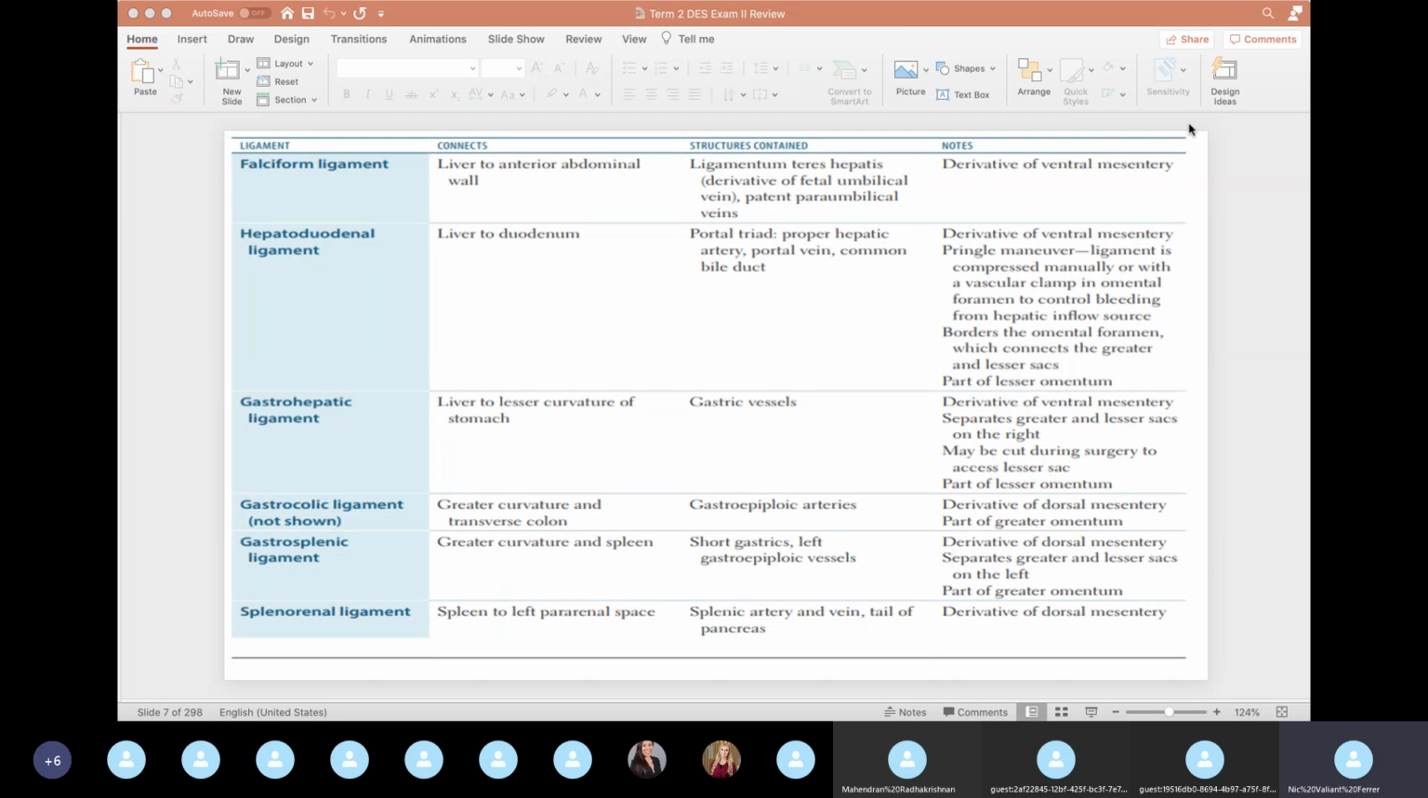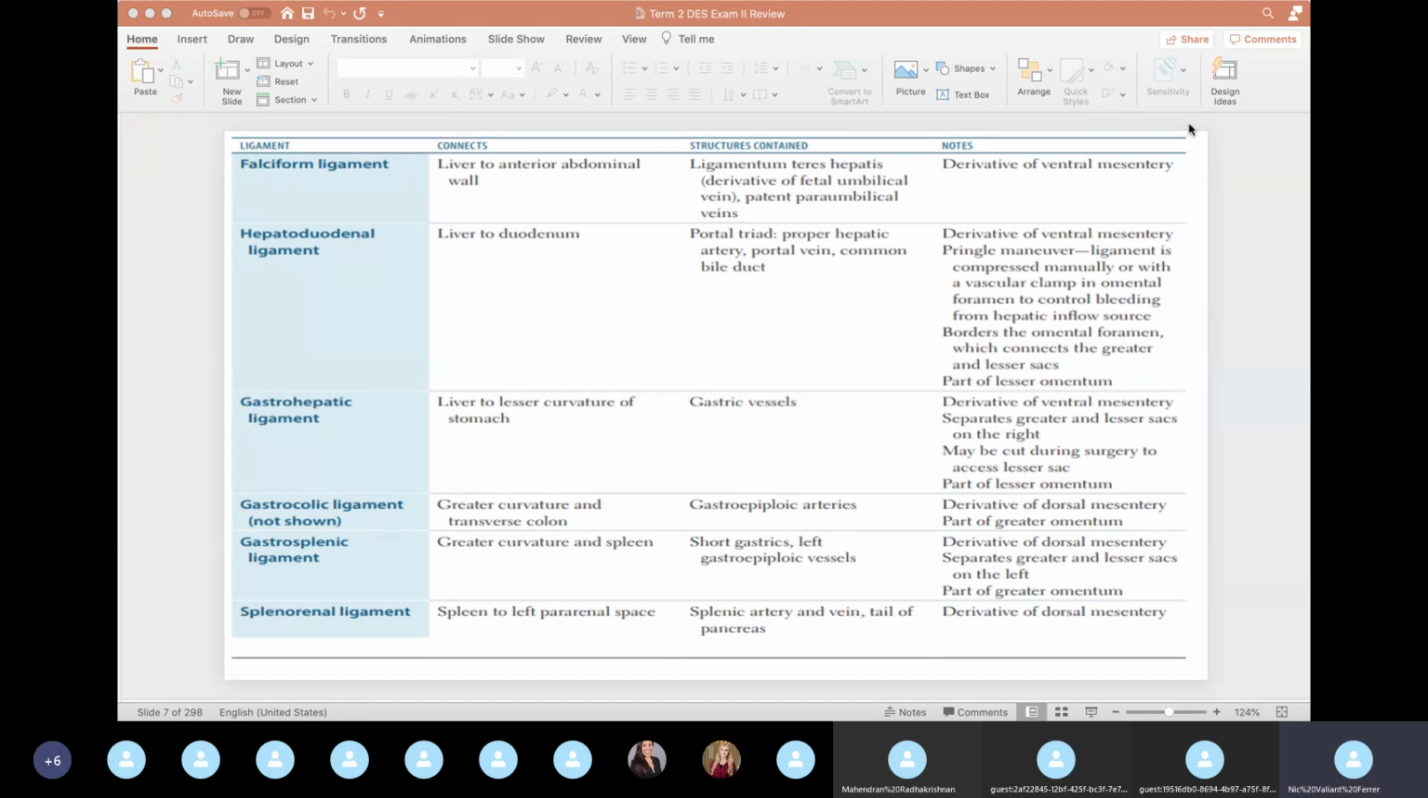Short gastric, splenic artery and vein, tail of pancreas. So the two high yield ligaments here, I think, is the falciform ligament. Why? Because it contains your ligamentum teres hepatis. What is this? Ligamentum teres hepatis. This is the derivative of your fetal umbilical vein.